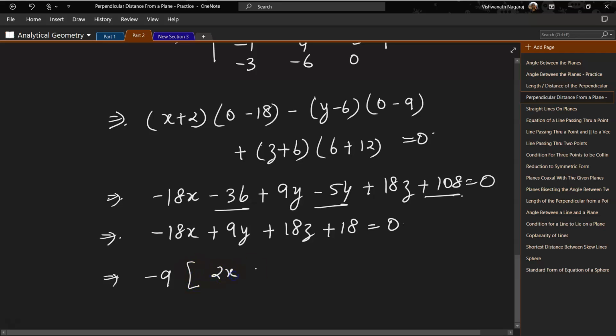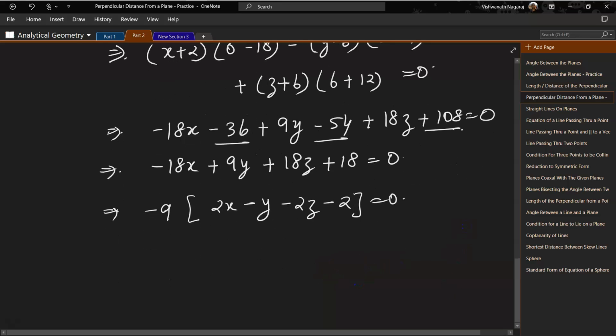Now let's take out minus 9 common. So 2x minus y, plus, no, not plus, minus into minus plus. So minus 2z minus 2 equal to 0. So the final equation, minus 9 gets cancelled out: 2x minus y minus 2z minus 2 equal to 0.